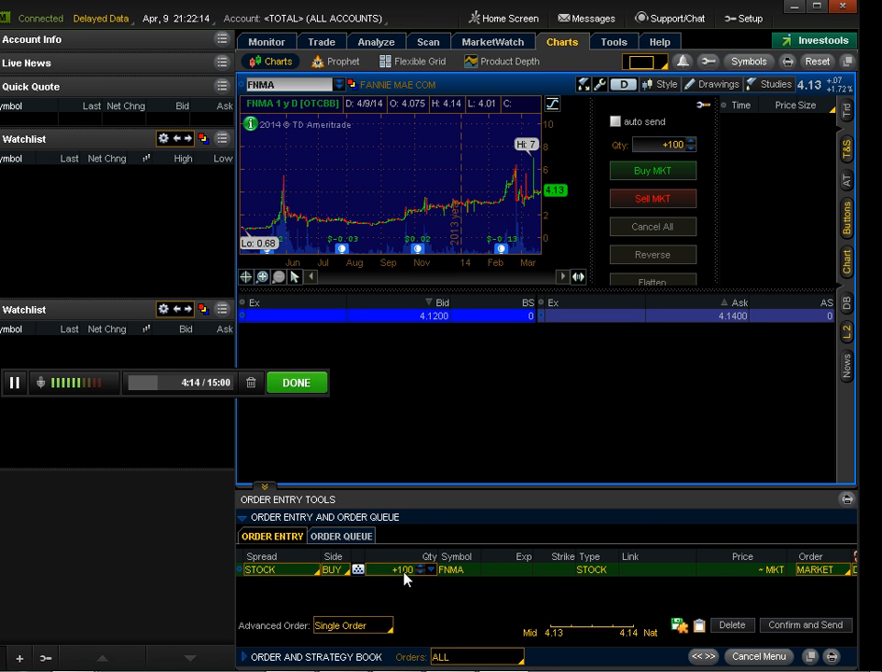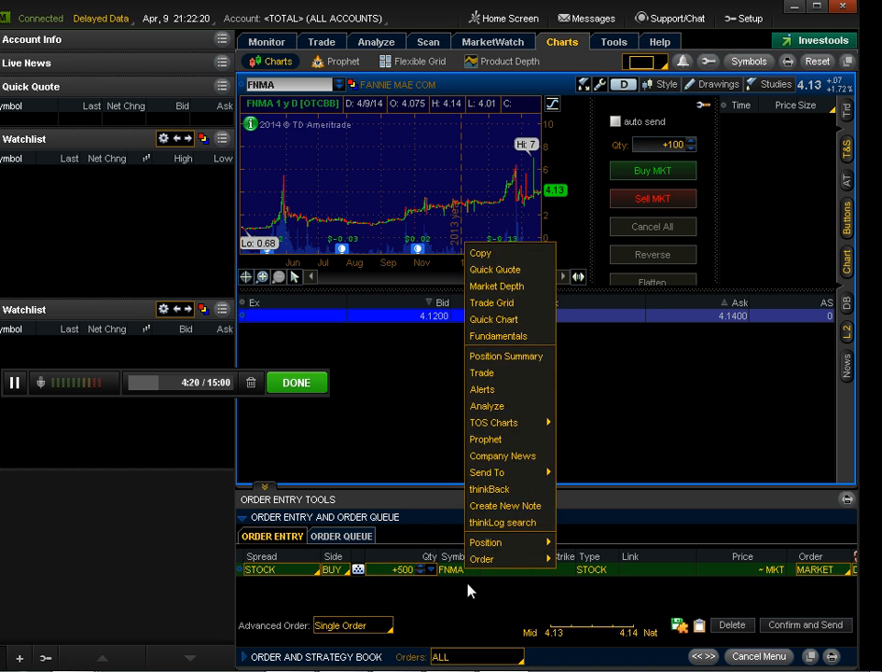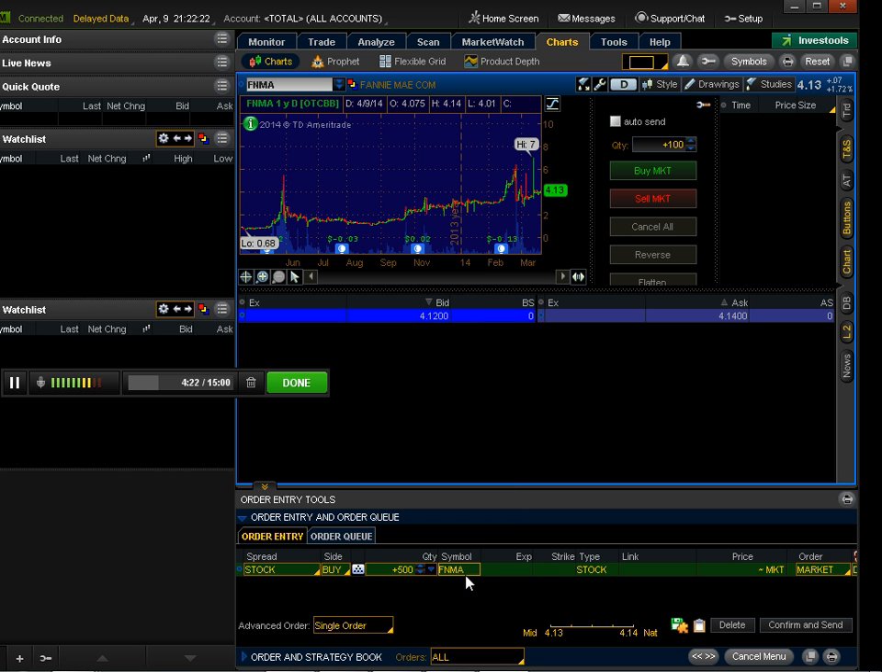So this affects how many shares you want to purchase. You can change it. I can make it 500. Okay, and then this right here is the symbol you're trading, and as I stated before, we're looking at Fannie Mae, and I hit the buy button while we were looking at this chart, so it opens it. That's the symbol. Now the only other really important part is the order right here.